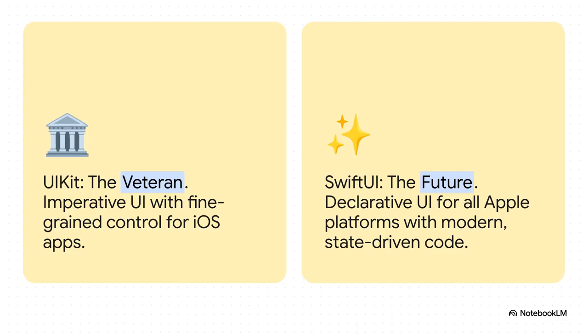It's the veteran, the long-standing choice. It's imperative, which is a fancy way of saying you tell the app step-by-step how to draw the screen. On the other side, you have SwiftUI, which is definitely the future. It's declarative. You just describe what the screen should look like based on your data, and SwiftUI handles the rest. It's the modern way to build for all of Apple's devices at once.